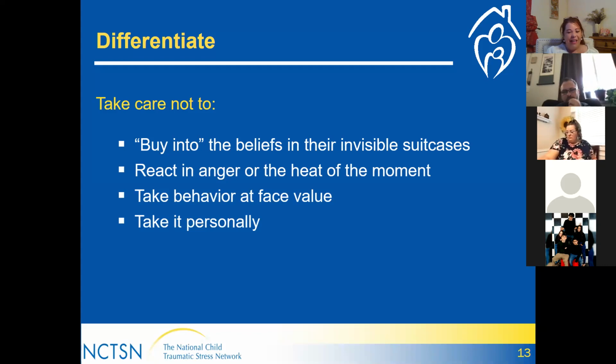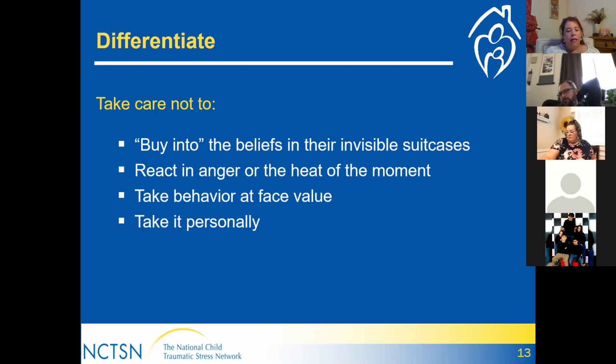And don't take it personally. Another hard one for me. I tend to think everything is about me. I guess I'm still in that teenage mode of thinking the world revolves around me. But when my kids have big emotions, I think, well, what did I do wrong? Or what should I have done differently? And so many times it has nothing to do with me.